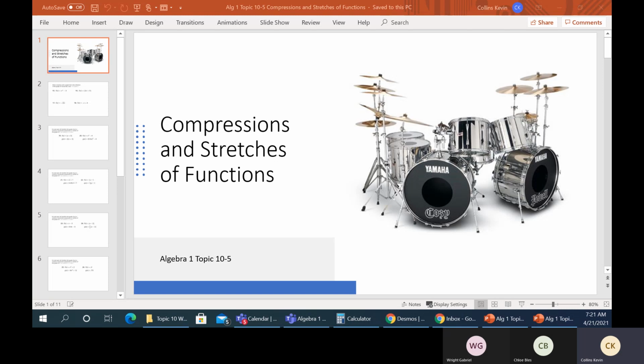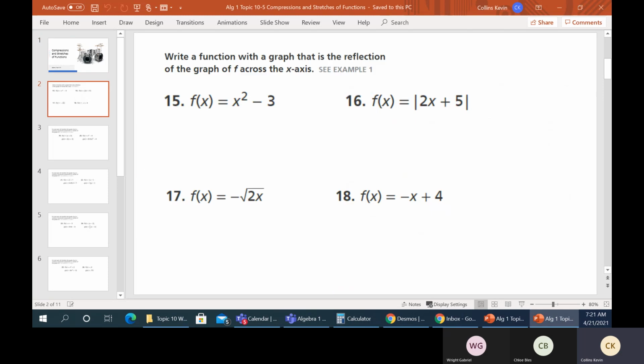Let's go ahead and get going. All right, so it says, oh, and then the other thing we can do is reflect. I forgot to mention that. So reflection here. A reflection, quite simply, is just to change the signs on our function that we've got.